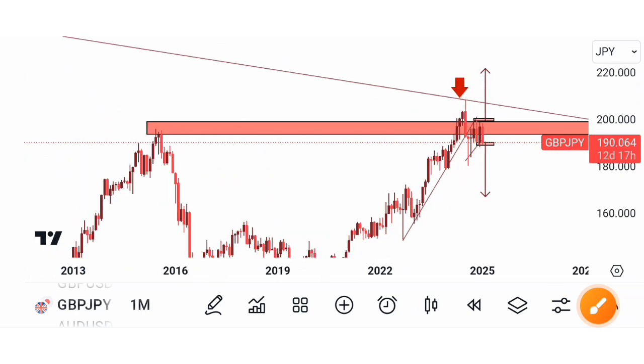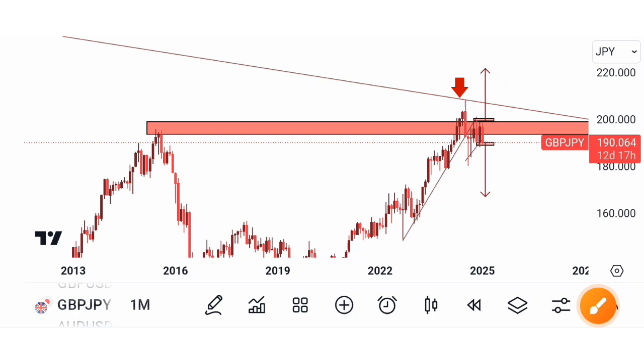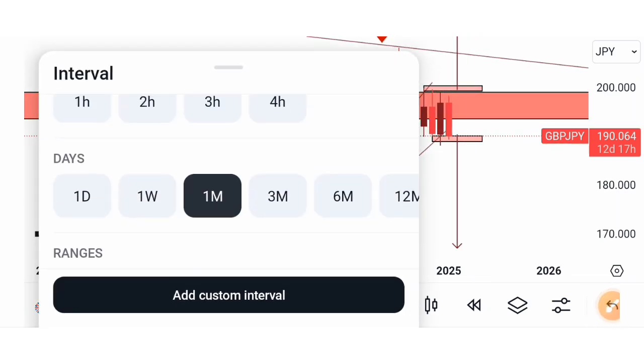Not only that, the market over here created an area of resistance. What we expected was the market, now that it broke above, was supposed to continue going up. Instead, the market came back inside, and now the market is ranging exactly around that area of resistance. If you go to the weekly time frame, it's going to be very clear over there.